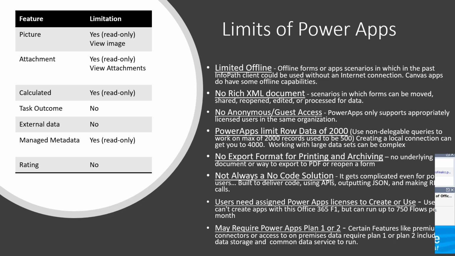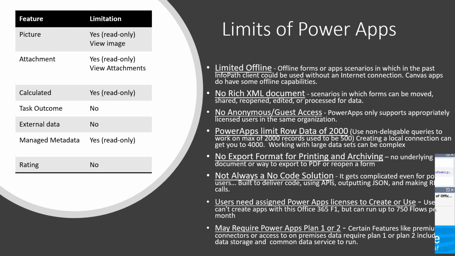If it was offline, you've got to be really careful about offline. Canvas apps do have some offline capabilities, but it's not going to be that rich XML document that you had from InfoPath. You're not generating these files that can then be moved and edited and reshared. It's basically being stored in SQL, or in Azure, or in the Common Data Service, or in a SharePoint list. So it really depends on what you're doing there.